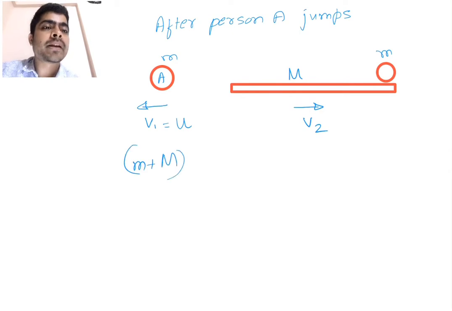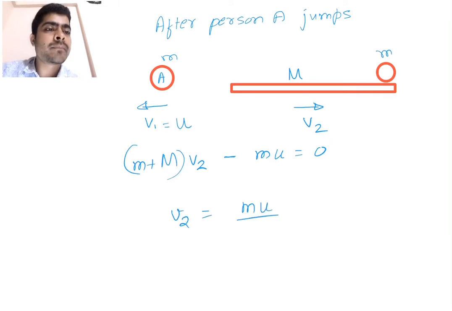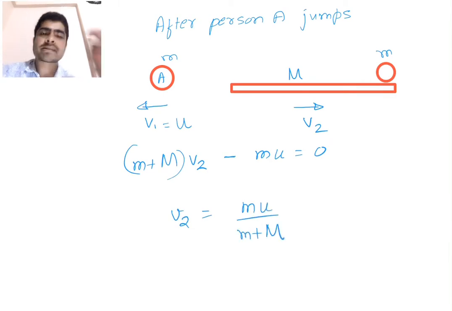So what is the total momentum over here? m plus capital M into v2, that is the momentum of the car plus the person B, minus the momentum of person A, which is in the negative direction, so minus mu, this is equal to 0. If you solve this equation, we get v2 is equal to mu upon m plus M. Okay, so we found the velocity of the car and the person B after the first jump. Now after the second jump, what will happen?